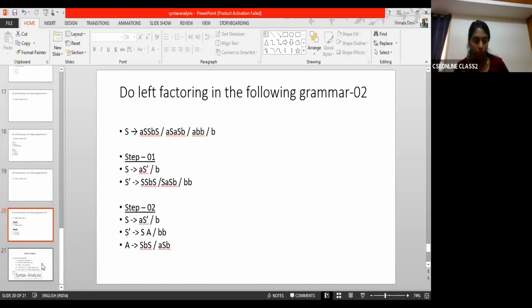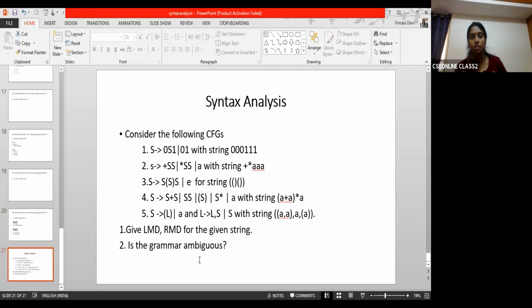Now let's move on to the last set of problems. Take down this question. Take one by one. And these are the questions you need to answer. Consider the following context-free grammar. Take down the first one and try to derive the string given in the question. You have to derive LMD as well as RMD for the given string, and also say whether the grammar is ambiguous or not.